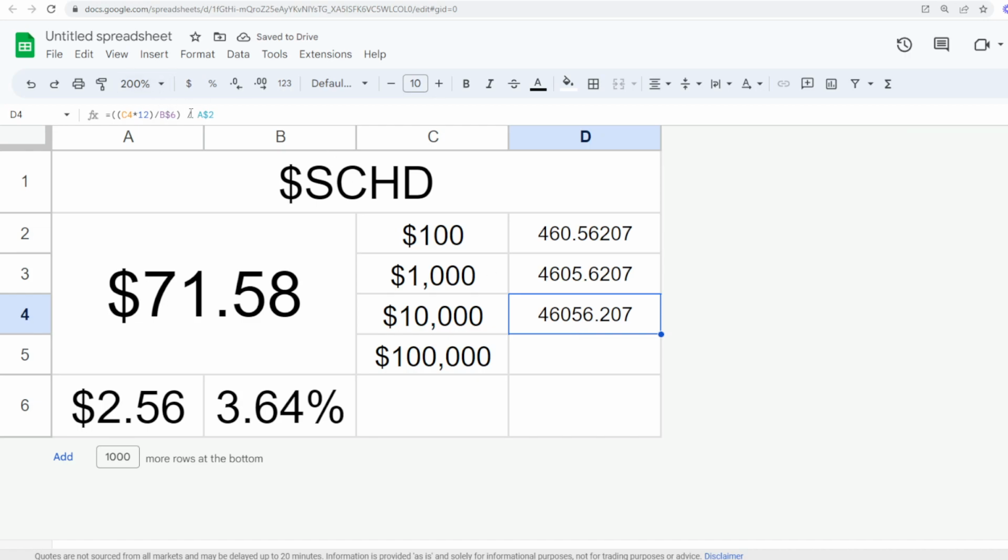46,000 shares of Schwab, or $3.3 million invested. If you just had $3.3 million today, that's how much it would cost. But yeah, 46,000 shares. So you guys better get started buying some Schwab if you want some dividends. Just kidding. Do your own research. Make sure it makes sense for your situation.